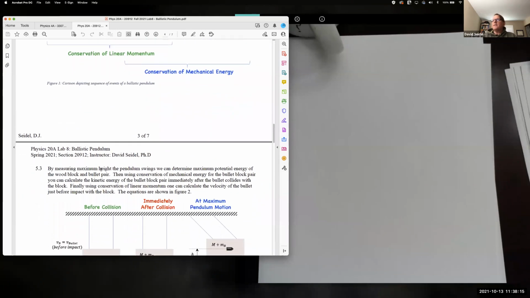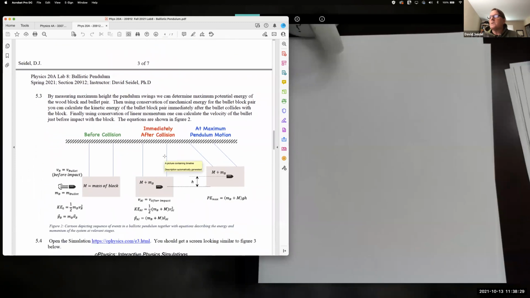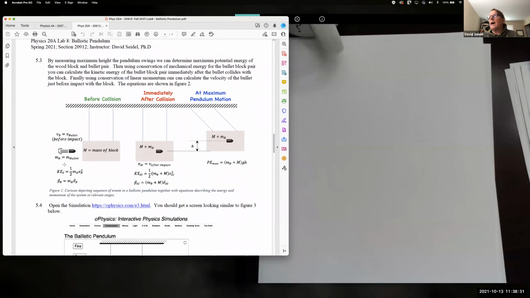By measuring the maximum height that the pendulum swings, we get to determine the velocity that the block and the bullet had after impact. So we've got a situation here. We've got the kinetic energy of the bullet beforehand, which is 1/2 the mass of the bullet times the velocity of the bullet squared. And the momentum of the bullet is equal to the mass of the bullet times the velocity of the bullet.